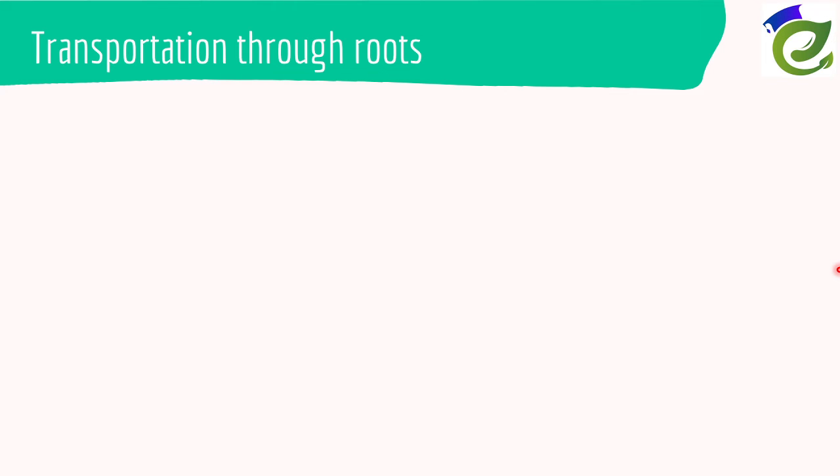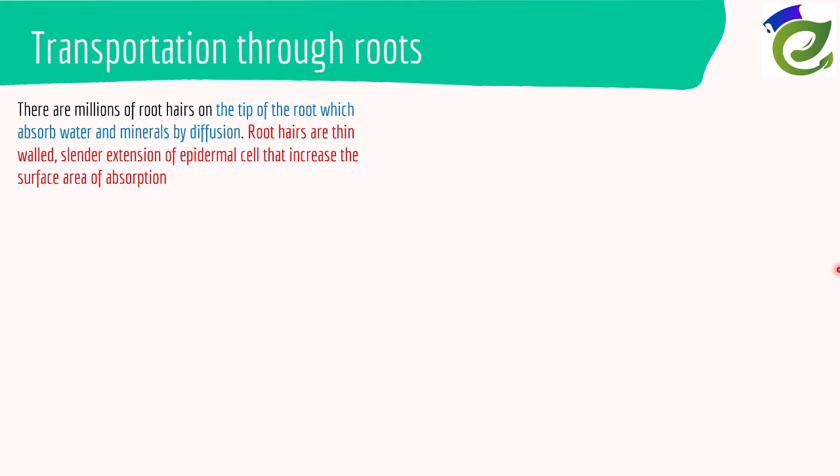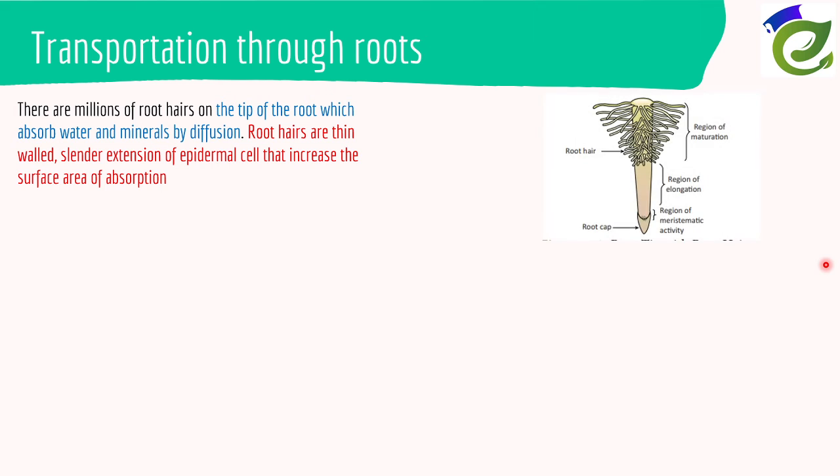Transportation through roots. There are millions of root hairs at the tip of the root which absorb water and minerals through diffusion or sometimes active transportation. A root hair is a thin-walled slender extension of an epidermal cell that increases the surface area of absorption. Don't worry, this text is also in the textbook, so if you want to know the definition by heart, you can always refer to the textbook.